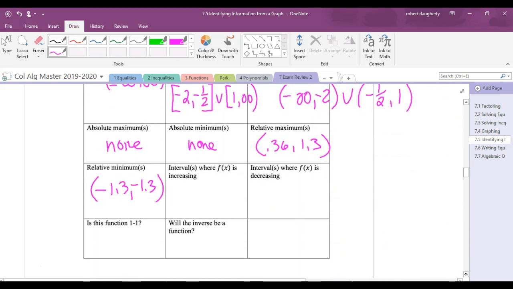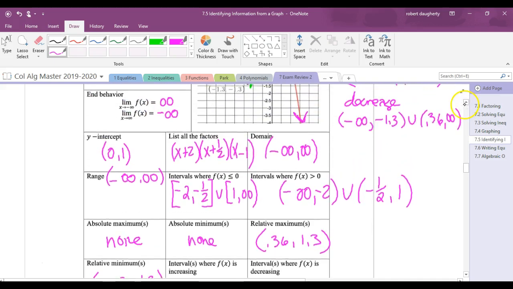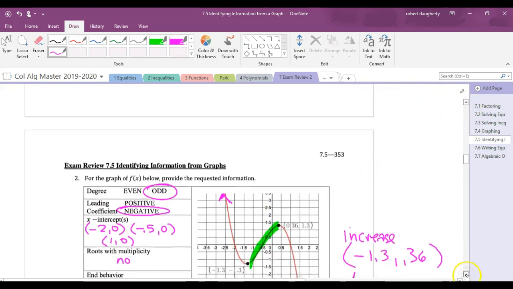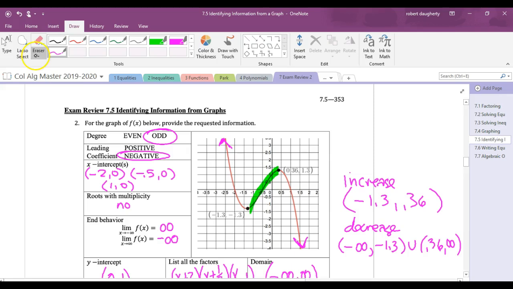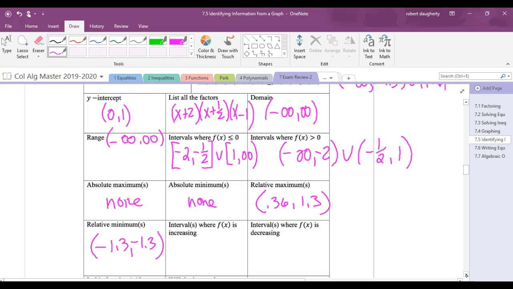Is this function one-to-one? One-to-one means the horizontal line test. So what that means is, can I draw a horizontal line and only hit the graph one time? When I draw a horizontal line, I hit the graph more than one time. This function is not one-to-one.